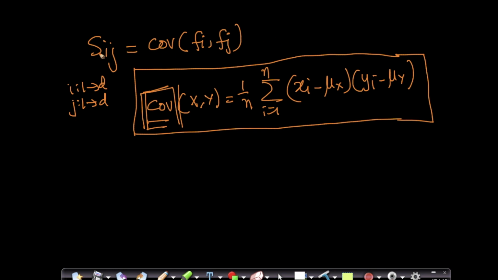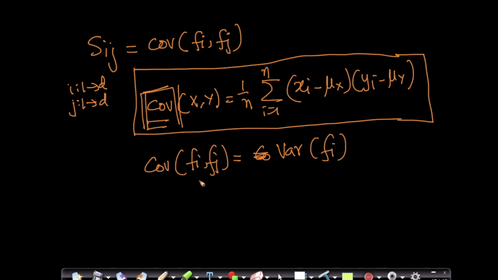What I'm saying here is the ijth element of my covariance matrix is nothing but the covariance of fi and fj. I also know that the covariance of fi and fi is nothing but the variance of fi. We also learned this earlier: covariance of x comma x is nothing but the variance of x. If I put x instead of y, this is the formula for variance. Nothing very fancy there. This is obvious.